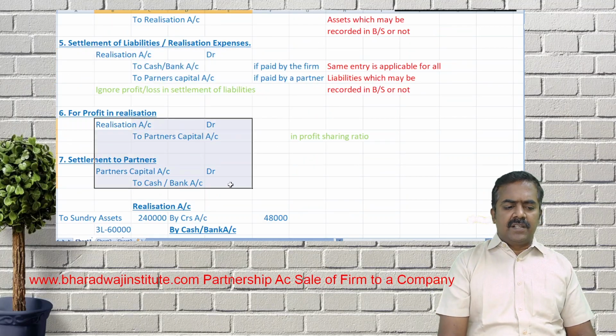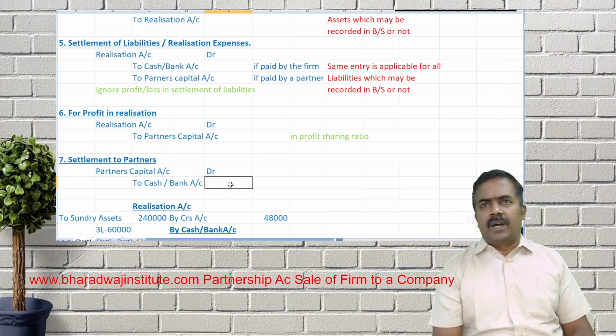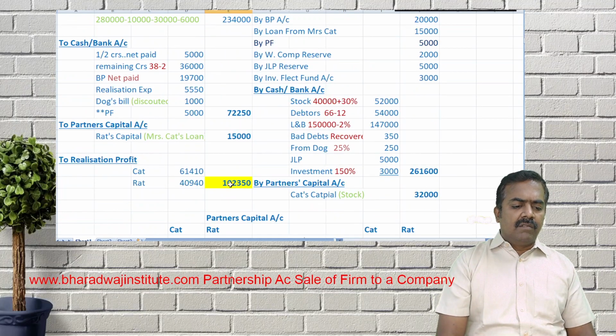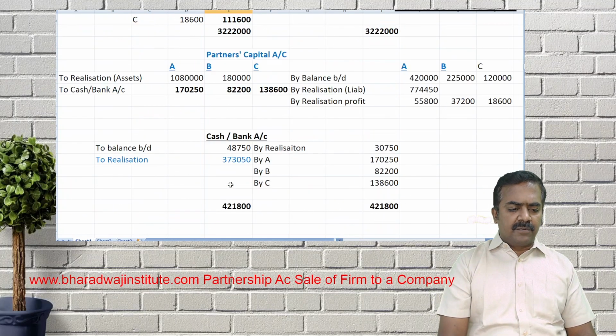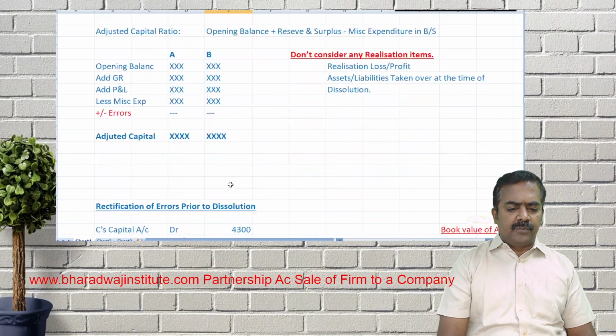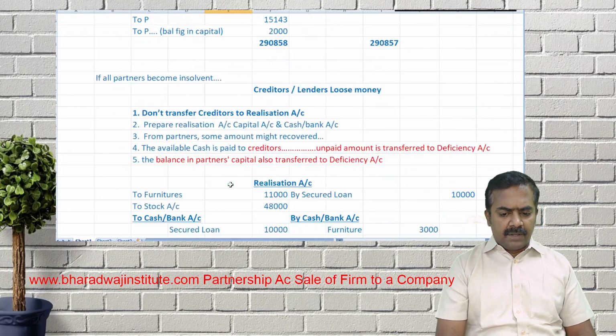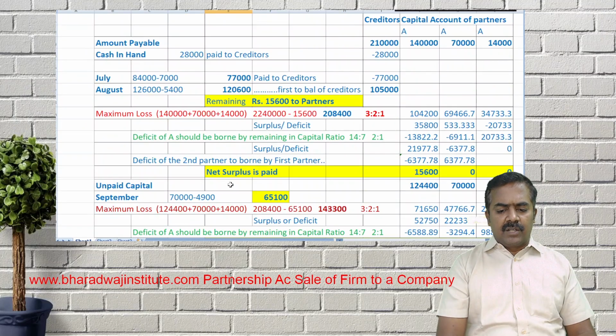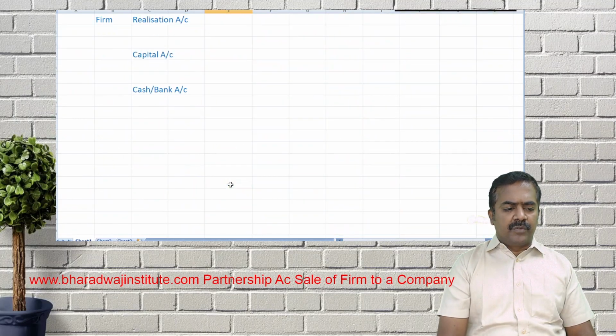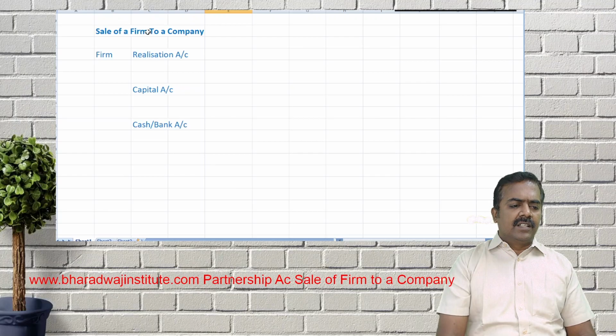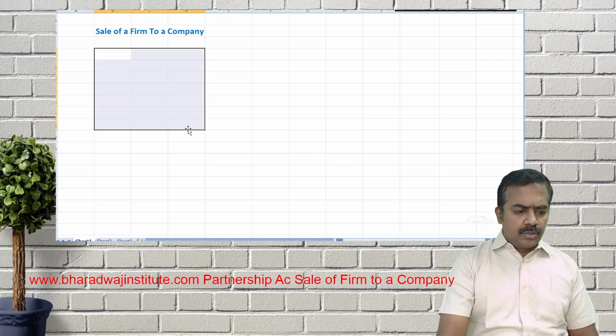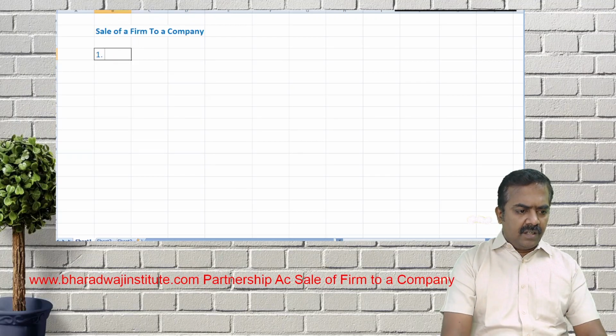Same, profit or loss on realization will be transferred to partners, and partners will be settled. What is extra in case of sale of a firm to a company? Simple. For the assets and liabilities taken over, for the business taken over, the company will pay. So simple. First one, all concepts of which one?